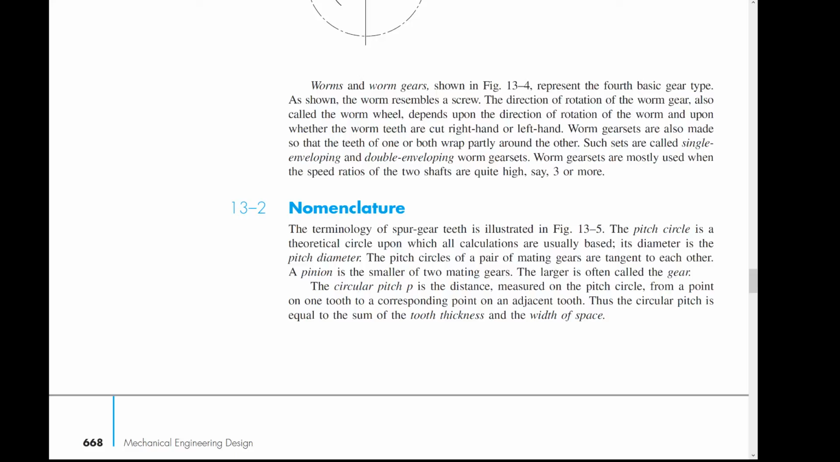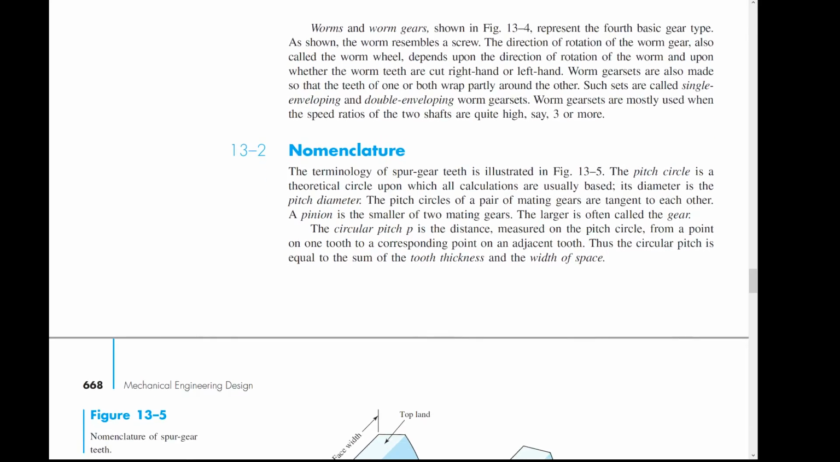13-2 Nomenclature. The terminology of spur gear teeth is illustrated in figure 13-5. The pitch circle is a theoretical circle upon which all calculations are usually based. Its diameter is the pitch diameter. The pitch circles of a pair of mating gears are tangent to each other. A pinion is the smaller of the two mating gears. The larger is often called the gear.